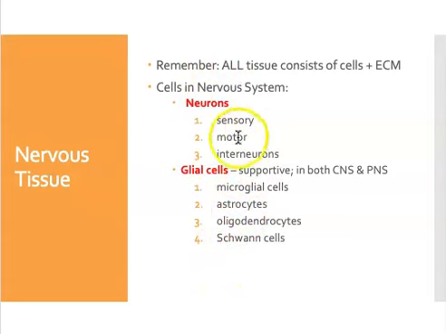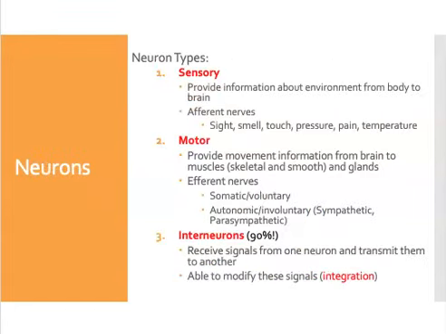But when it comes to the neurons in the nervous system, there are three types. There are what we call sensory neurons, there are what we call motor neurons, and there's a type that we haven't mentioned yet called interneurons. For glial cells, which are found both in the central nervous system and the peripheral nervous system, there are microglial cells, there are astrocytes, there are oligodendrocytes, and there are Schwann cells. Let's begin with the neurons.